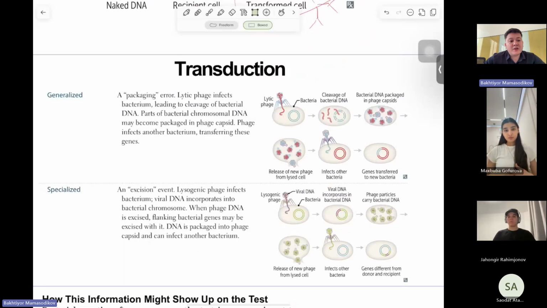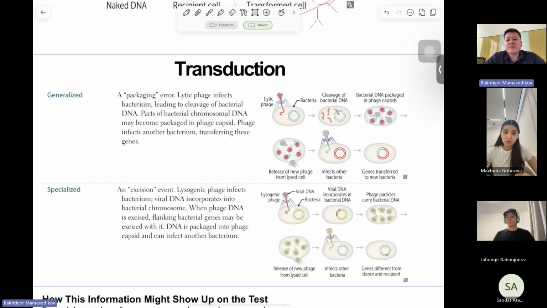So transduction can be generalized transduction and it can be specialized transduction. Transduction is when the virus, we know the bacteriophage, carries the DNA from one bacterium to another. It's like a delivery mistake. The virus doesn't have a brain, right? It doesn't know what it's doing. The virus is accidentally picking up some bacterial DNA and delivering it to another bacterium. There are two types of transduction. The first is called generalized. The second is called specialized.